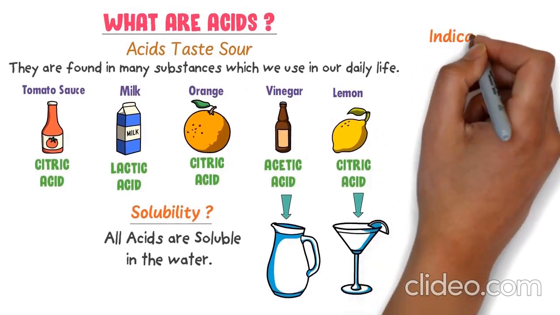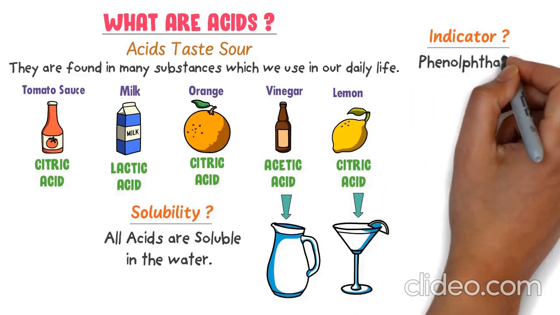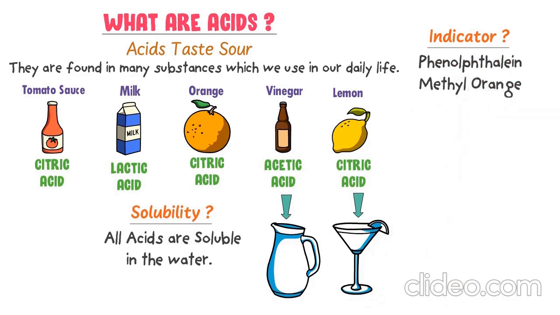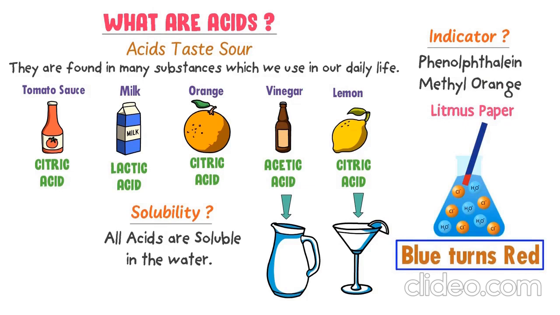What about the indicator test of acids? Well, there are different indicators used to test the presence of acids like phenolphthalein and methyl orange. But the most simple and easy test is litmus paper. Acids turn blue litmus paper red. Let me repeat it. Acids turn blue litmus paper red.